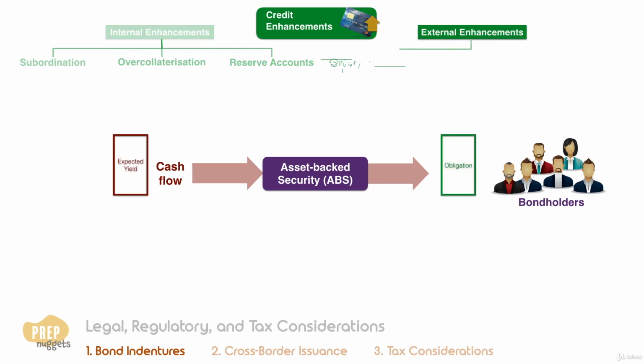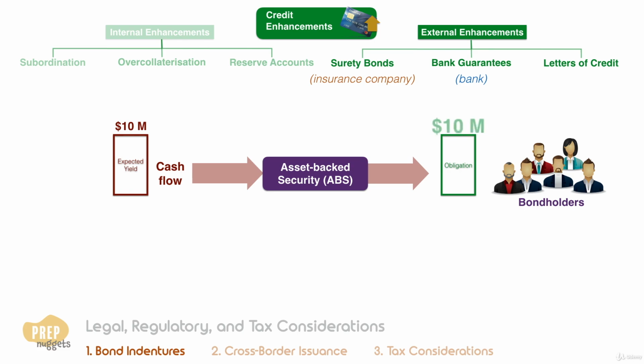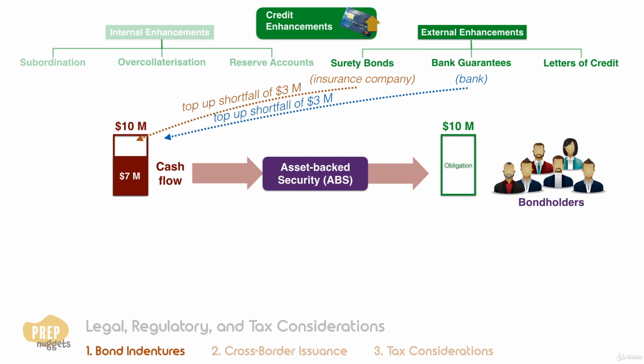External credit enhancements include surety bonds, bank guarantees, and letters of credit from financial institutions. Surety bonds are issued by insurance companies, while bank guarantees are from banks. Both of them serve the same function. They are a promise to make up any shortfall in the cash available to service the debt. So if the expected cash flow and obligation to the debt holders is $10 million, but the actual cash flow is only $7 million, the insurance company or bank will have to top up the shortfall of $3 million.